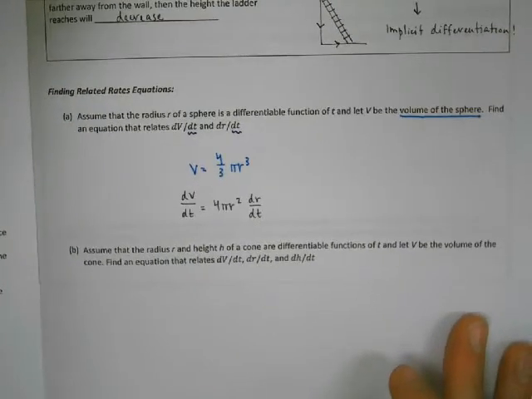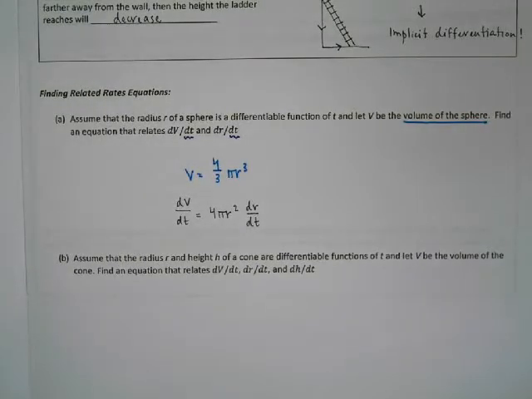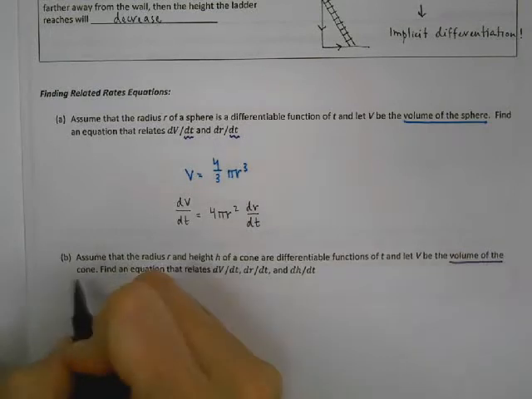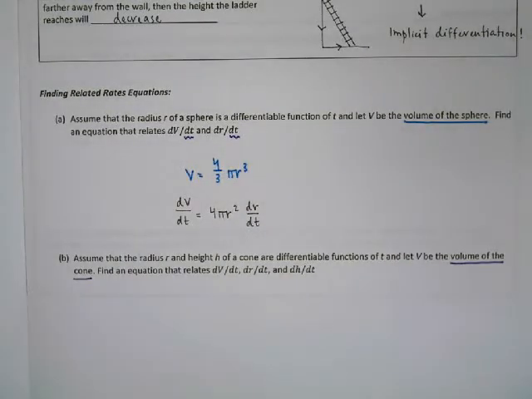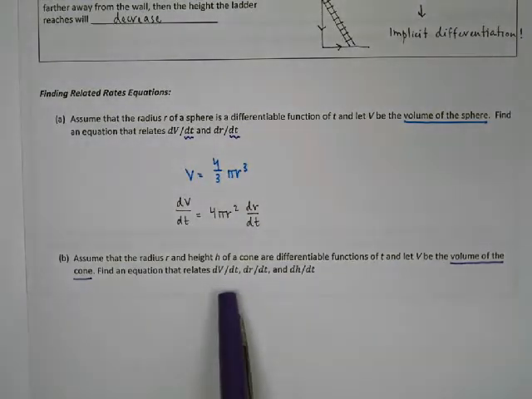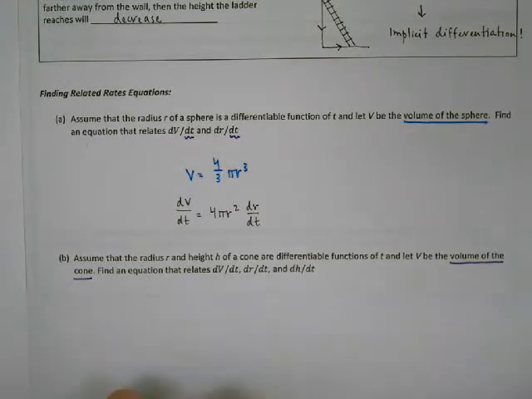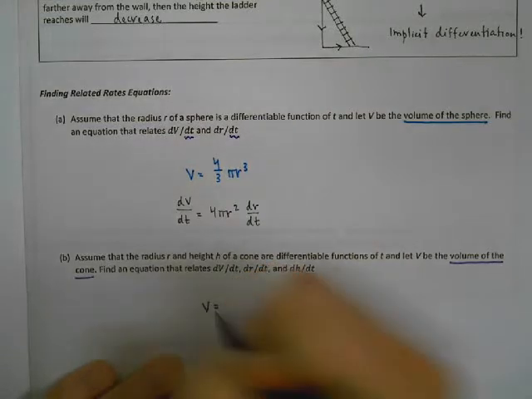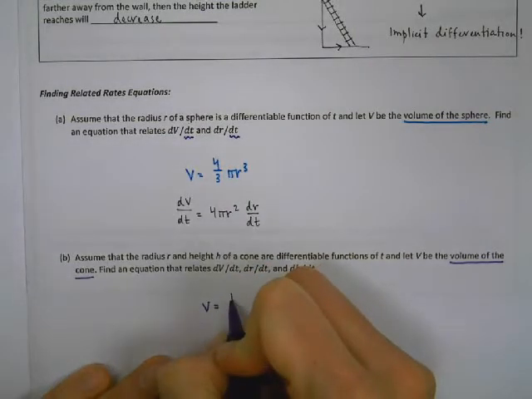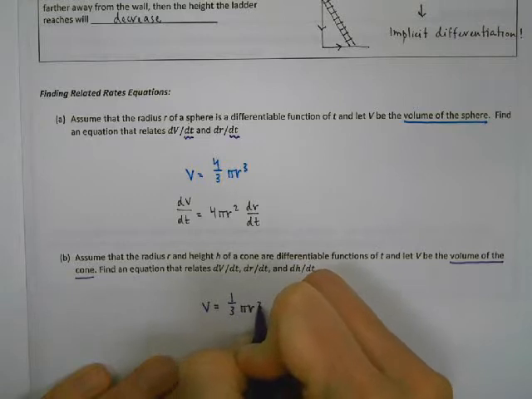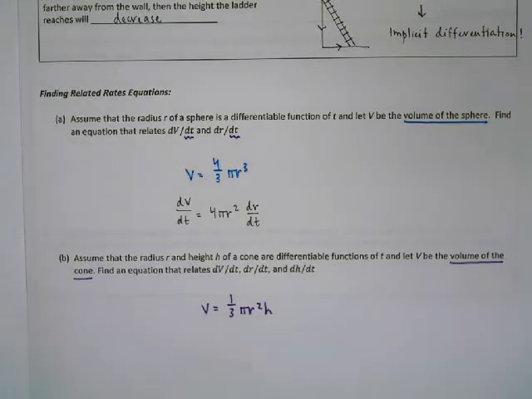Our next problem says assume the radius r and height h of a cone are differentiable functions of t, and let v be the volume of the cone. So here's another formula I need to know. Now I want to relate all these variables: dv/dt, dr/dt, and dh/dt. First, let's find the volume of that cone. I know that's 1/3 pi r squared h, so it's 1/3 the volume of the cylinder with the same radius and height.